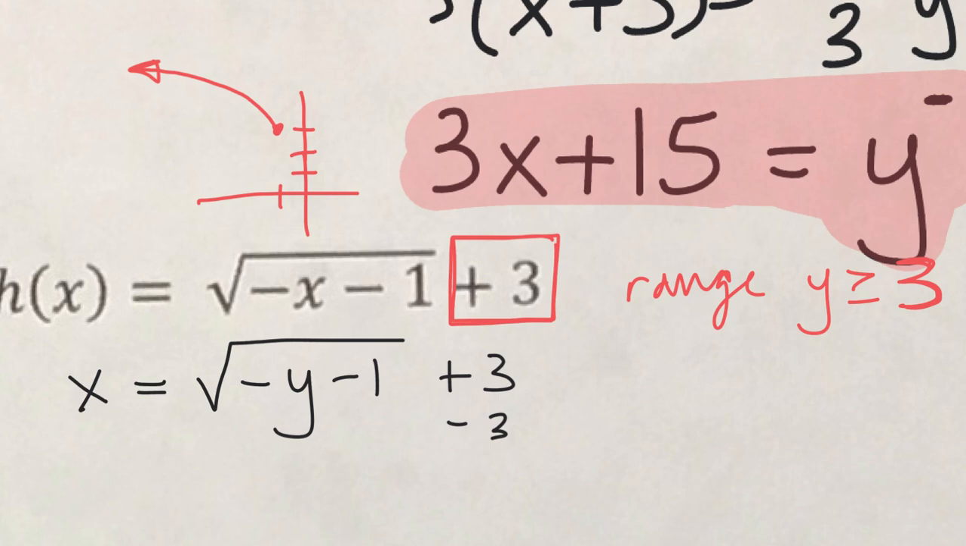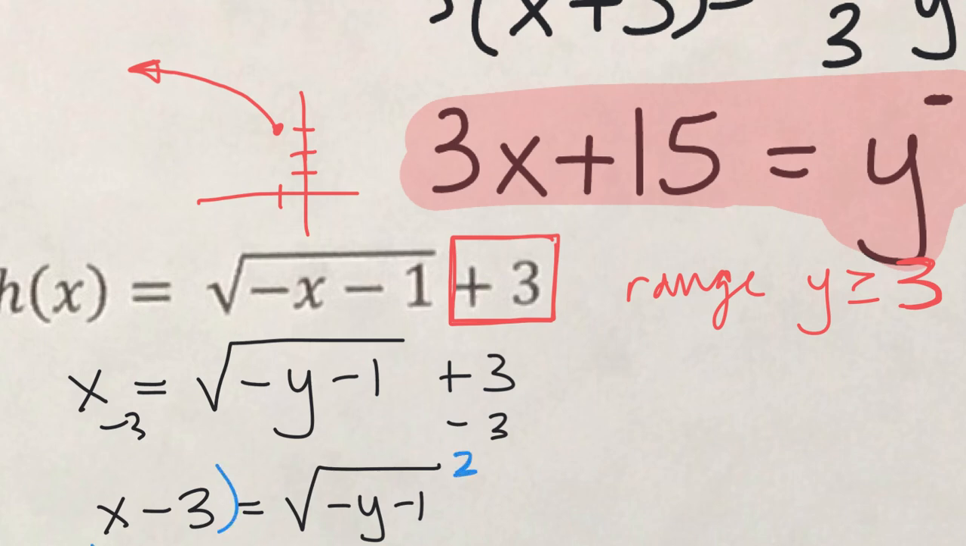Okay, so simple stuff first. We subtract 3. And then, of course, we're going to square both sides. So the square goes here, and you put parentheses around your x minus 3, and you square that also. So x minus 3 squared equals negative y minus 1. Okay, negative y minus 1. So we're going to add 1 to both sides.